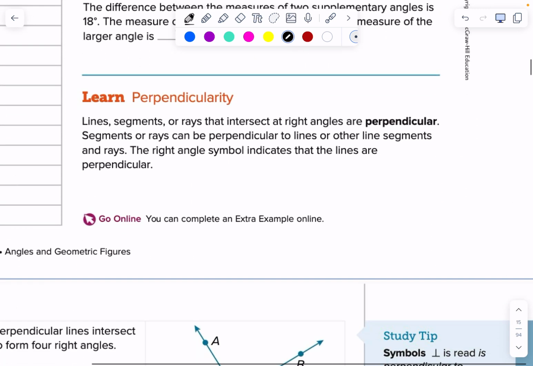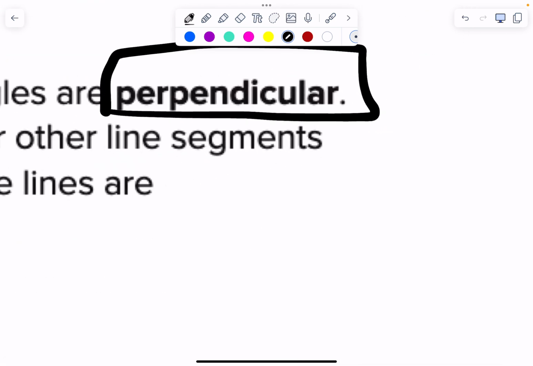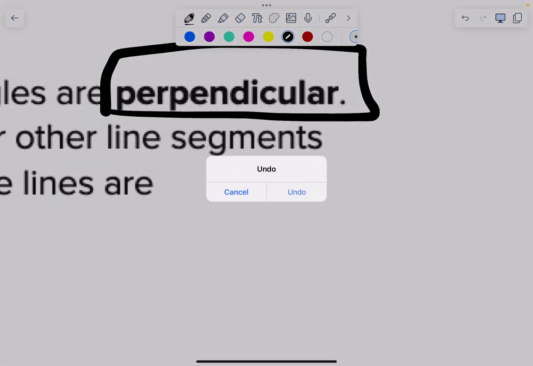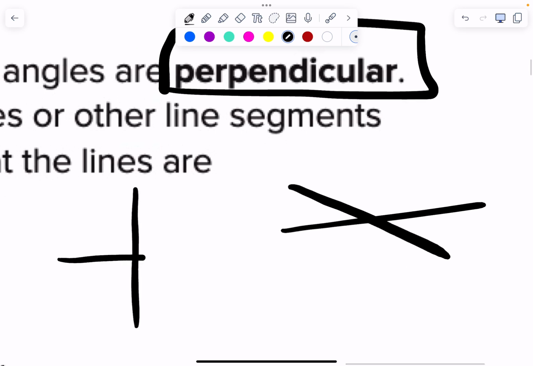Let's go to perpendicular. Okay, go down to the very bottom. Let's talk about perpendicular lines. Tell me what perpendicular lines are. They intersect. I like that. But they don't just intersect. They are 90 degrees. The intersecting would be like this. But those aren't perpendicular, right? Perpendicular would be they intersect at 90-degree angles.